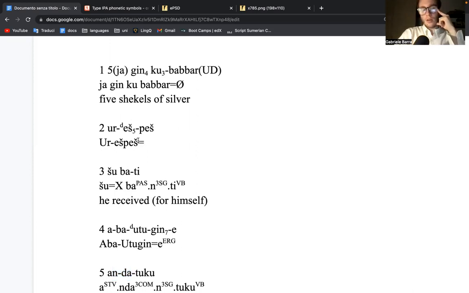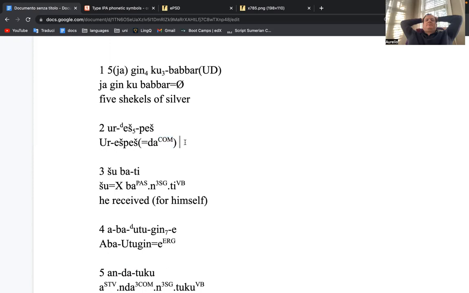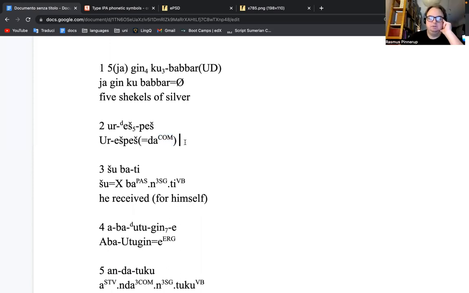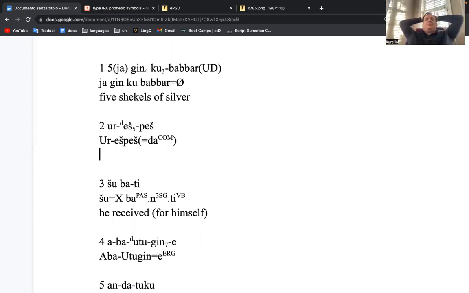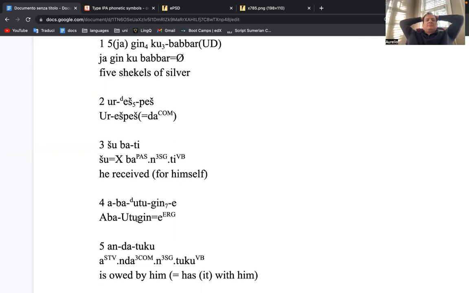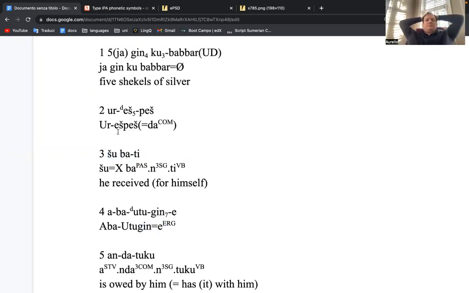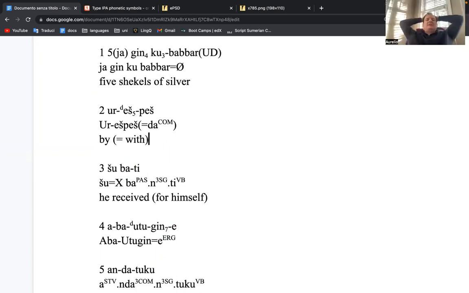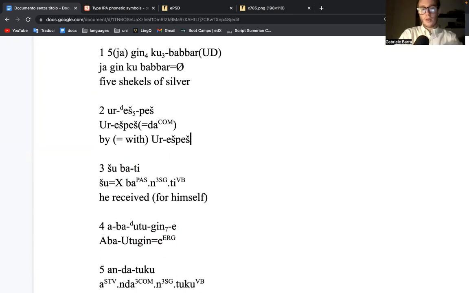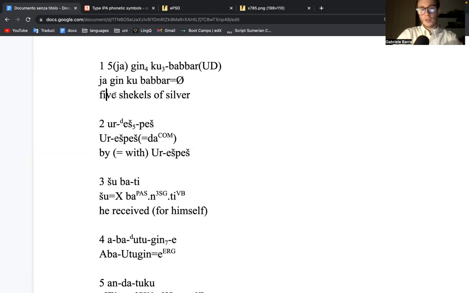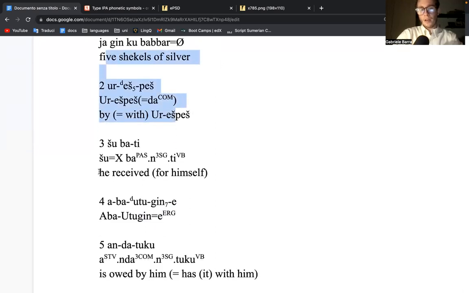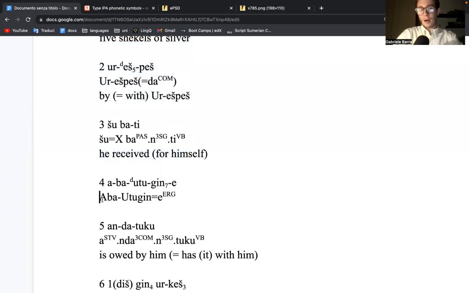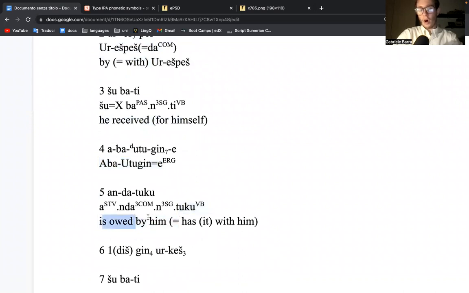So what if this was... but do you sometimes have just da being left out? Yep. Okay. But then who owns the Shubati? We do have an ergative. No. Sorry, the Shubati. Well, so we know that this means by, literally with. I see. Shpesh. So 5 shekels of silver by Urashpesh have been received, and Aba-Utugim is the one who is, well, owed them.